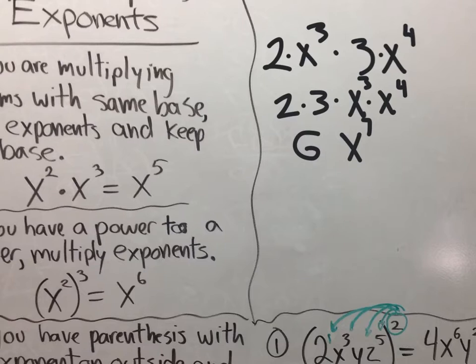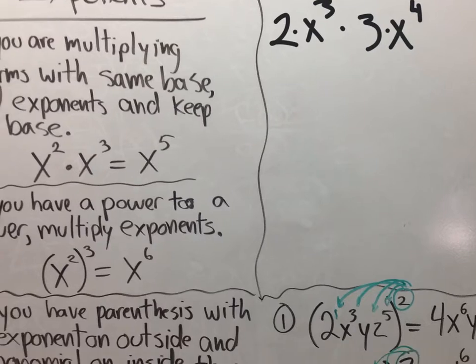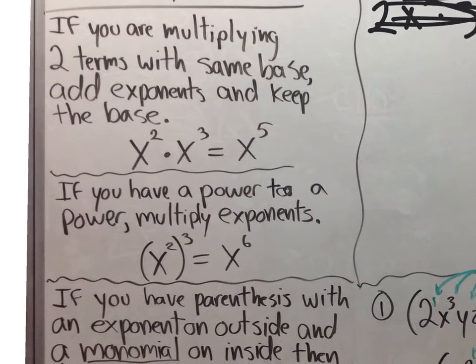Now, after you do this a couple of times, you probably won't show your work and rearrange it. You'll just do it in your head. 2 times 3 is 6. X to the third times x to the fourth is x to the seventh. So let me erase this. So if we understand that first one, let me just scratch that out, can't erase it. If we understand that first rule, let's move on to rule 2.